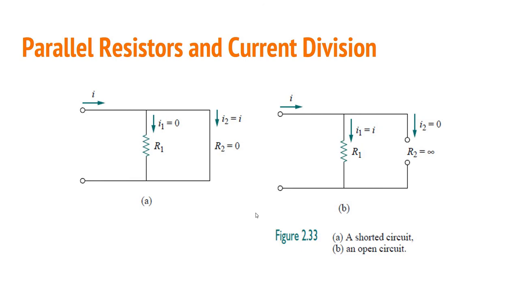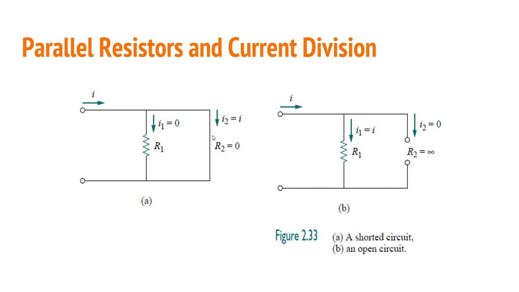So, there is figure 2.33a. In a shorted circuit, the current flows through the resistor. One is shorted, this R sub 2. So R sub 2 is equal to 0, with R sub 1 as the given value. So I sub 1 will be equal to 0. When it is shorted, when it is a short circuit, the current all flows through the shorted connection.